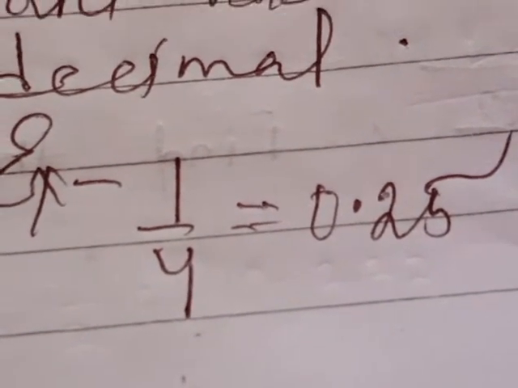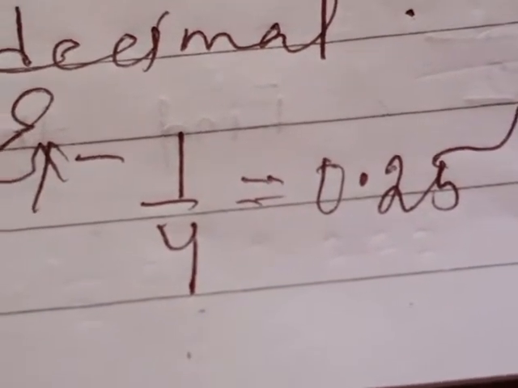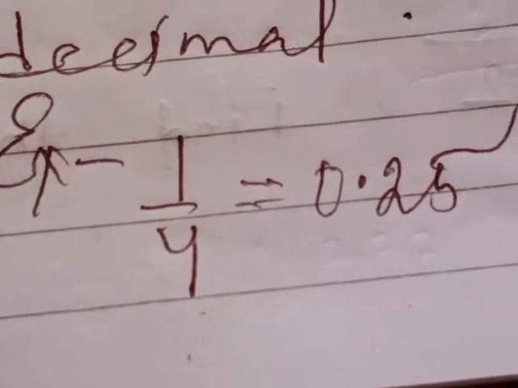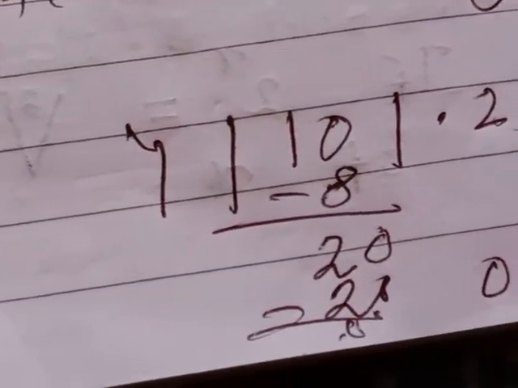Okay, so while you are converting a fraction to decimal, what do we do? We divide the fraction. Let us see whether it is terminating or non-terminating. Let us see here. Here 1 is divided by 4.